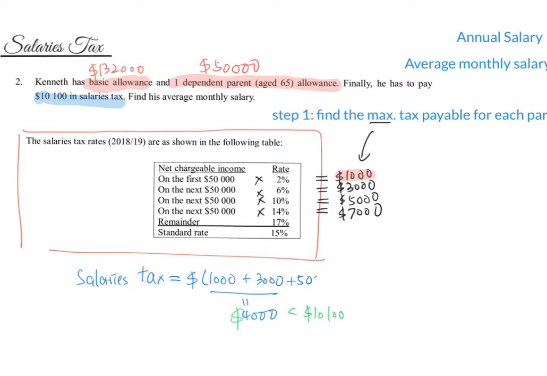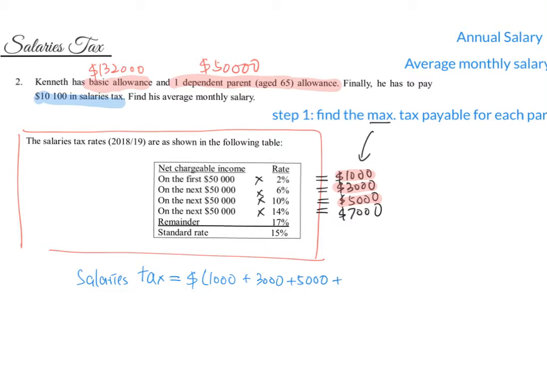So let's move on and it becomes 9,000. It is still less than $10,100. And then if we add this one, the fourth layer, it will become $16,000, which is more than the tax payable, which is not okay. That means we will pay the maximum for these 3 layers, because this one is too much.